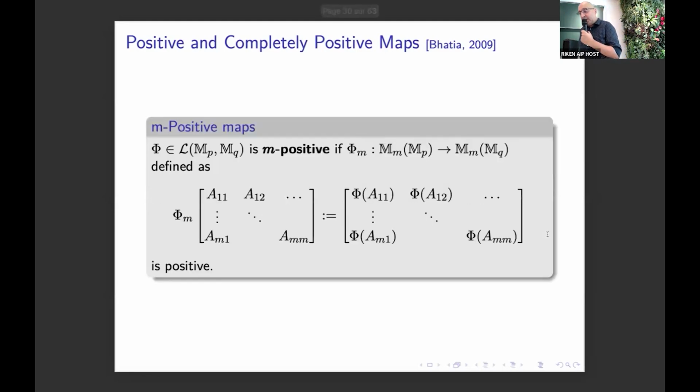Okay. There is also a stronger notion of positivity, which is called m-positivity. In this case, a mapping phi is m-positive if the mapping phi_m is positive in some sense. So let me explain a little bit. Now phi_m is a mapping that applies to a block matrix. The input of phi is a matrix of size p by p, whereas the input of phi_m is a block matrix of size mp by mp. We apply the mapping phi to each block. If we apply the mapping phi to each block of the matrix and we obtain a positive matrix, in this case, the mapping phi is called m-positive.